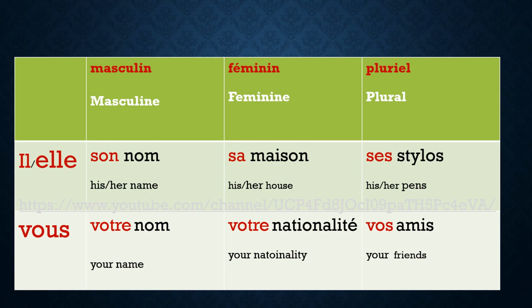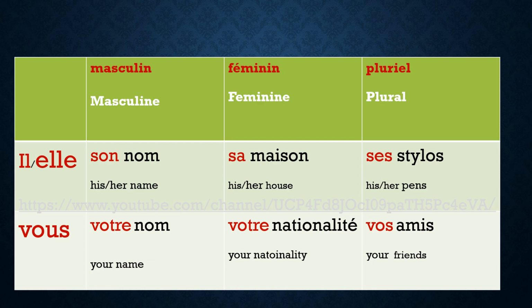Similarly, vous. Vous means you. The adjective possessive for vous is votre. Votre nom, your name. The formal form of you is vous. And what is the informal form of you? Tu. Yes, tu. Now we are talking about the formal form of vous. Vous, votre nom, votre nationalité. At least here it is same. For masculine, feminine, vous is same. Votre, votre. Whether it is masculine, whether it is feminine, for vous, we will use votre.